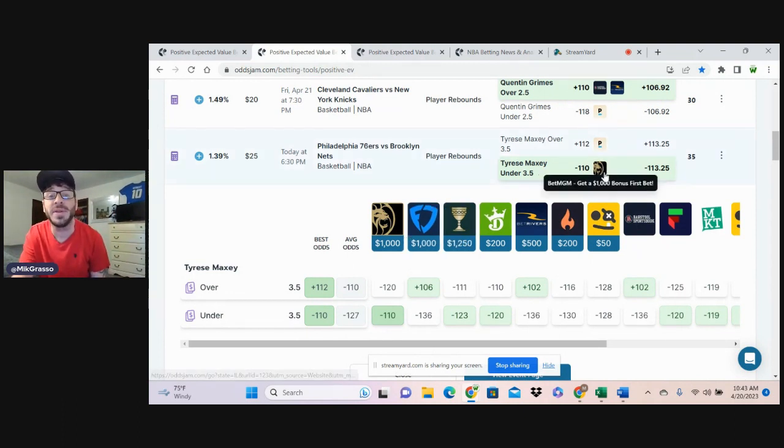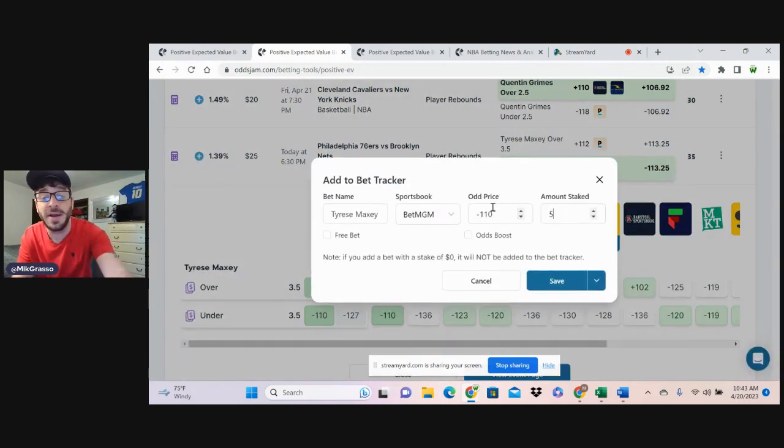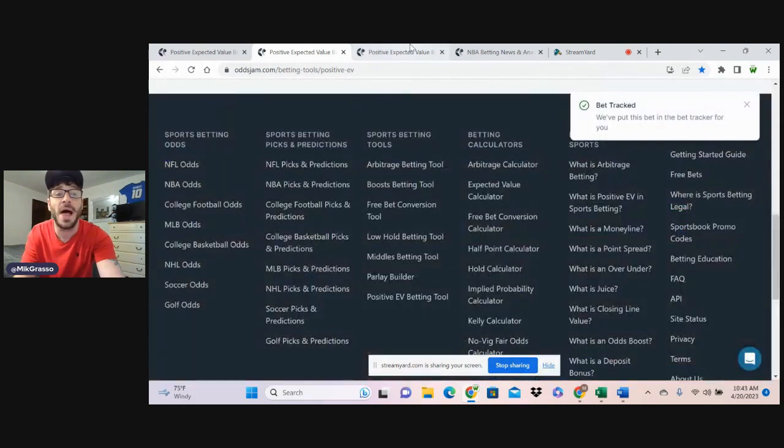We're getting an unbelievable price at minus 110 because fair odds are minus 113. You can't even get minus 113 anywhere else. Matter of fact, you can't get any better than minus 120. So this is tremendous value as well, jumping on it for a half of a unit as well.